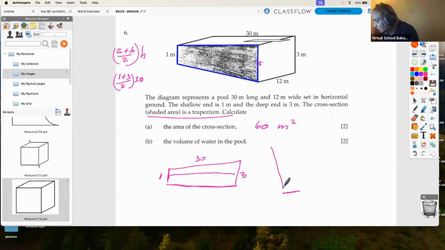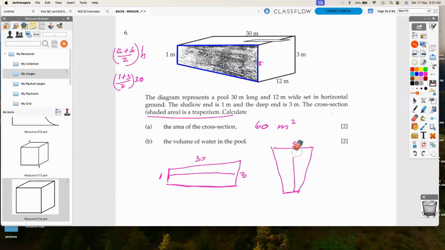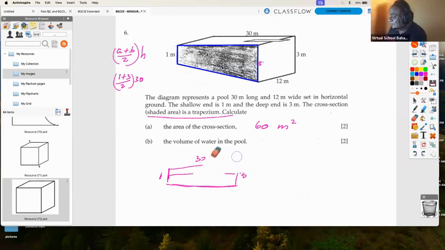Up there is my 30, right? Up there is my 3. So this is my height, just like that. Okay, you think you follow what I'm showing you? Yes, I understand. Good. Now, do you see how I draw? You can draw on your paper, you know. So everybody good with that?